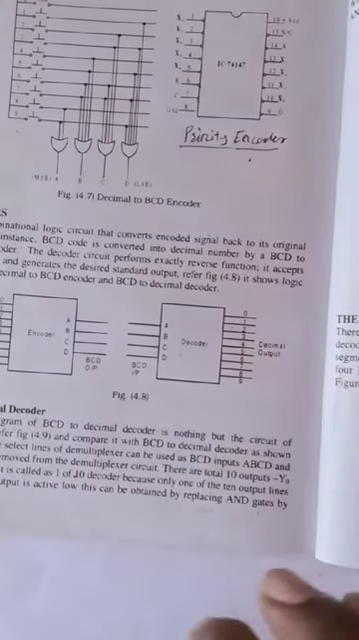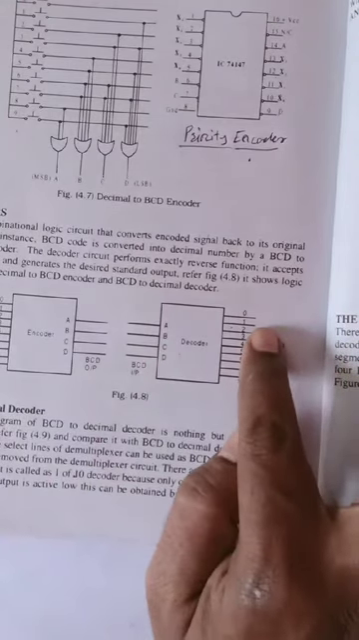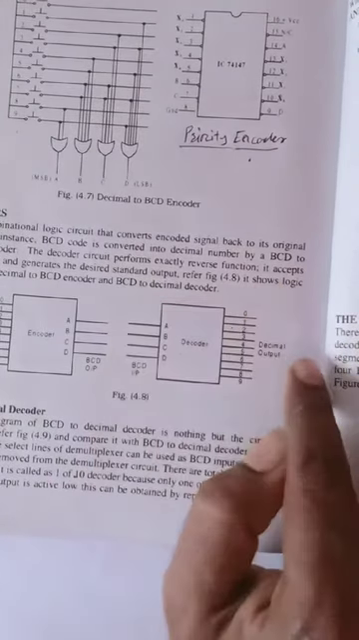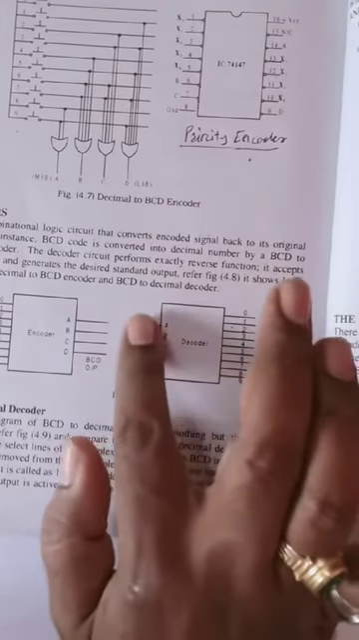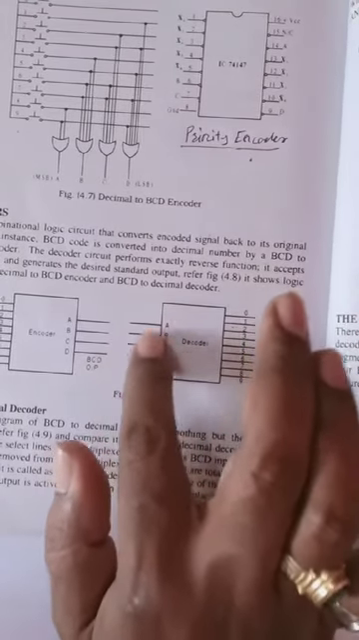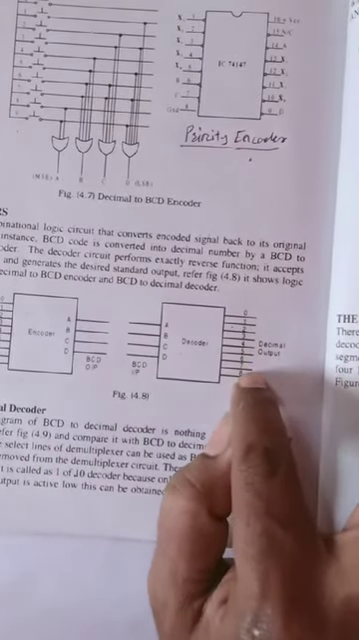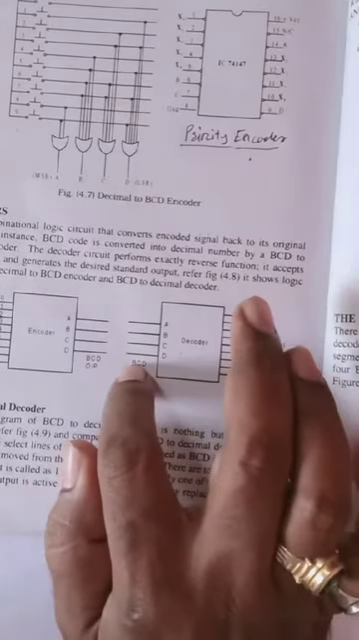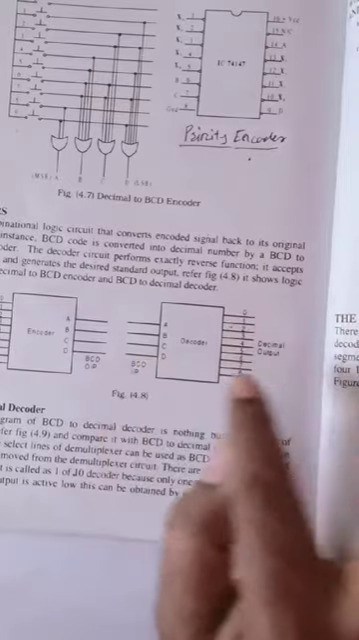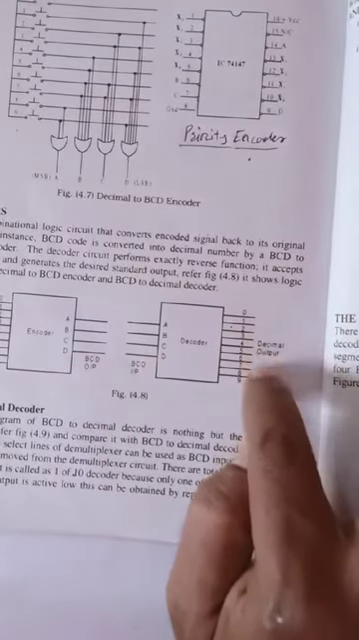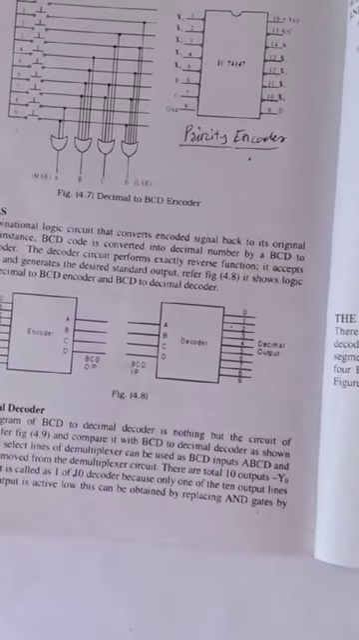If you apply 0 0 0 1, then the 1 numbered output goes high. If you apply 0 0 1 0, then the 2 numbered output goes high. That means the equivalent of this binary code, that particular output goes high. If you apply the binary code, then the equivalent decimal output goes high.